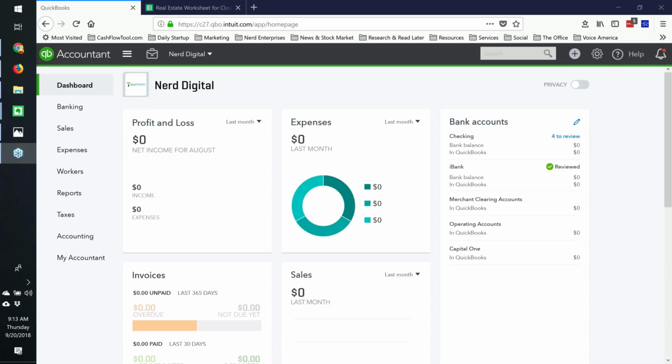Seth, I've given you control, so take it away. All right, so can you see my screen? I can't tell for sure which of my screens you're seeing. Are you seeing QuickBooks Online? QuickBooks Online, Nerd Digital. Beautiful.